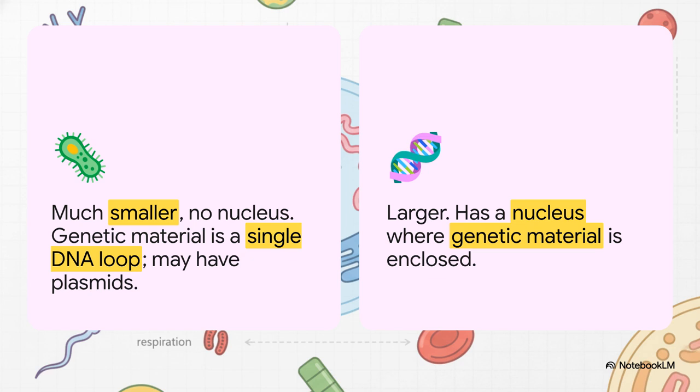But on the right, you have eukaryotes. That's the cell type in plants and animals like us. They're bigger, way more complex, and they keep their DNA tucked away neatly inside a nucleus.